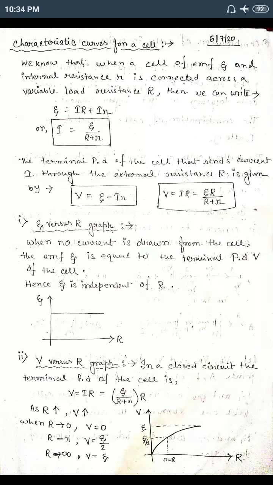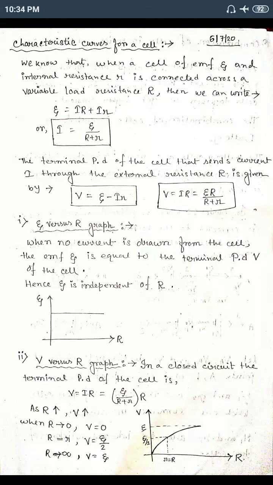And we know that when no current is drawn from the cell, that means it is an open circuit, only in that condition do we get the EMF. So the potential there, that EMF, is equal to the terminal potential difference V. The terminal potential difference and the EMF E are related by an equation through the external resistance R, that is V equals E minus Ir.